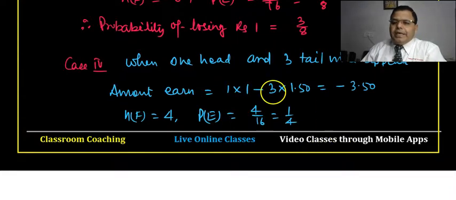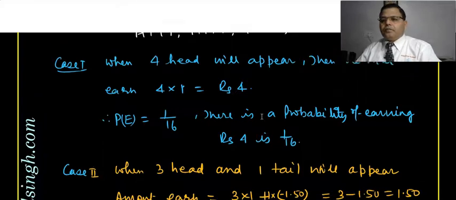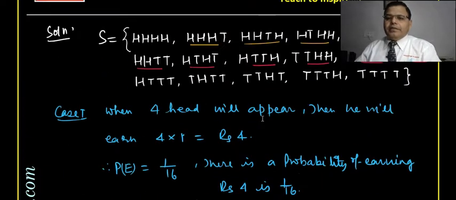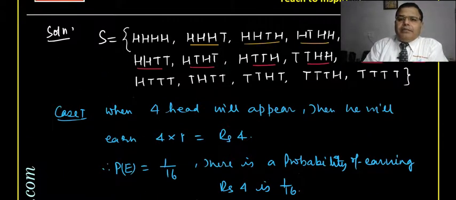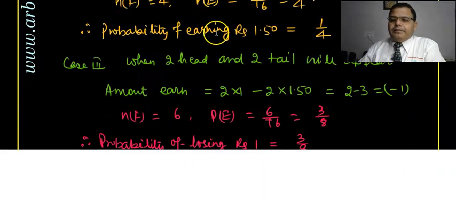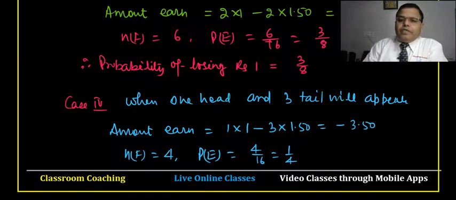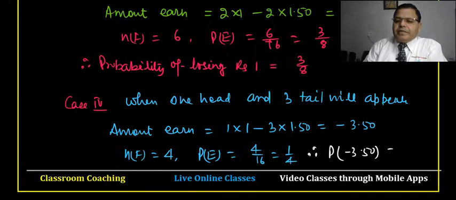3 tails and 1 head will appear in the following 4 cases. So that will be 4 by 16. Therefore the probability of earning minus 3 rupees 50 paisa is 1 by 4.